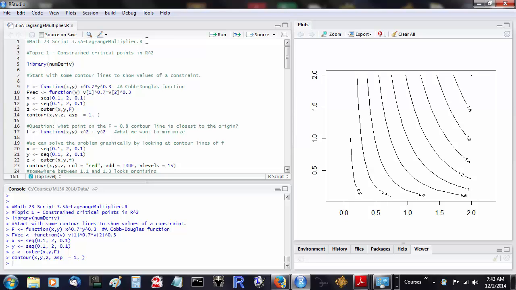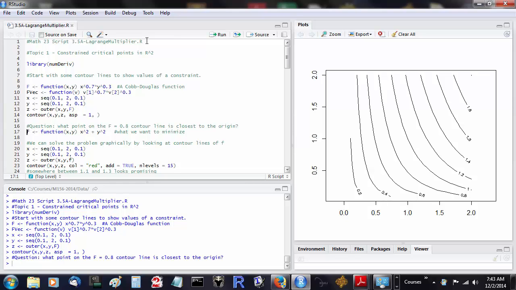There they are. And the problem I'm going to solve is finding what point on the contour line for 0.8 is closest to the origin. So what we want to do is minimize the distance to the origin. But a standard trick when you're solving problems with Lagrange multipliers is to look for a function that's easier to work with that is a monotone function of your original function. So instead of trying to minimize the distance to the origin, I'll minimize the square of the distance to the origin, which is just as good.